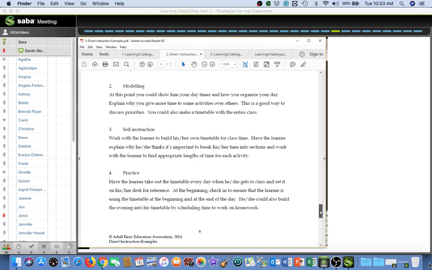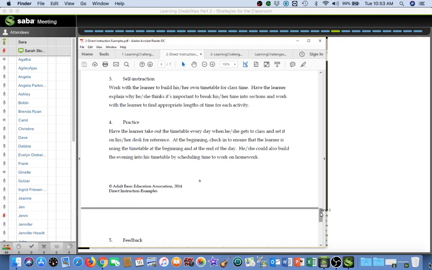Next would be self-instruction. So work with the learner to build their timetable for class time. Have the learner explain why they think it's important to break the time up into sections and work with the learner to find appropriate lengths of time for each activity. So remember that managing time for these learners is incredibly difficult, and this is something that they will have to practice, and that there may be on and off situations where, for maybe a week, it's all good to go, and then something falls apart maybe in their lives outside of the classroom, and this becomes much more critical.